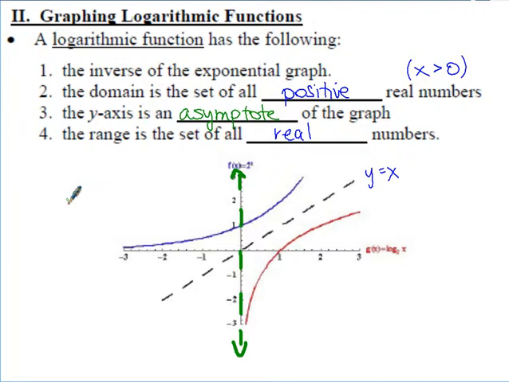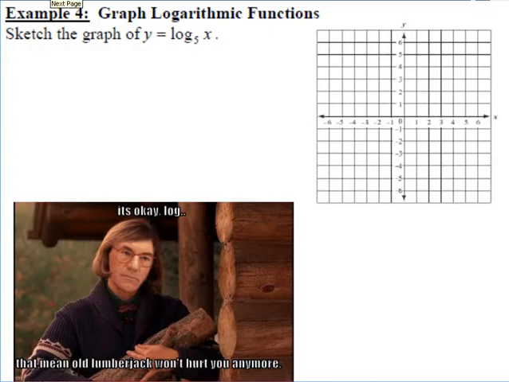So let's go ahead and graph these. Now, when we graphed exponential functions, we would just type in -2, -1, 0, 1, and 2. Well, unfortunately for these, we can't do that. We can't just put any number we want.